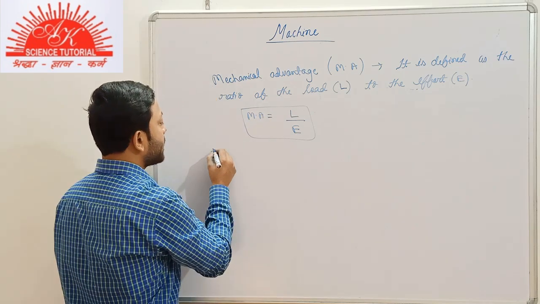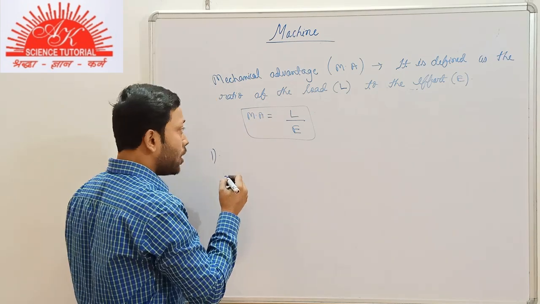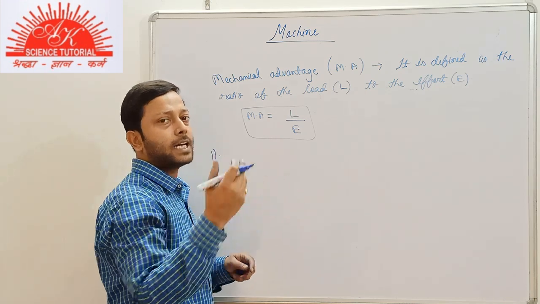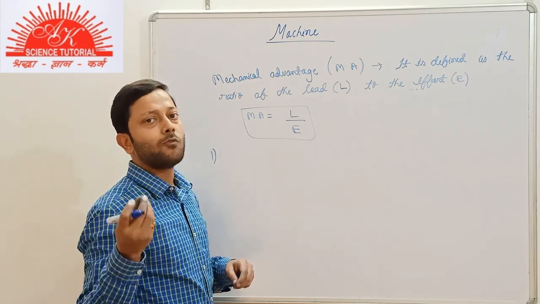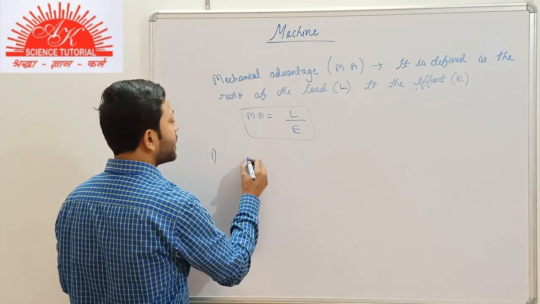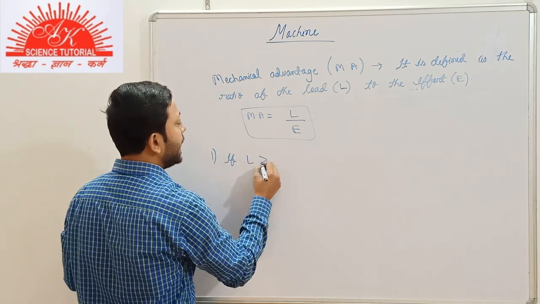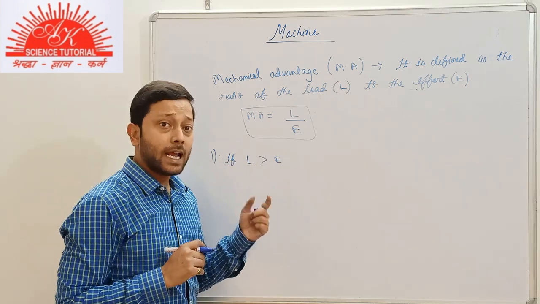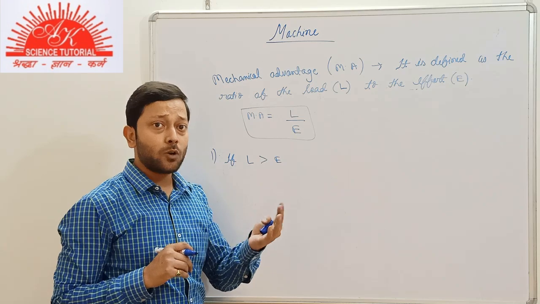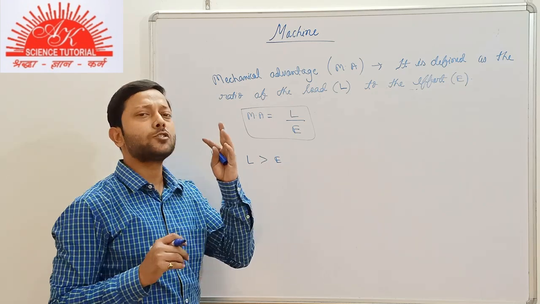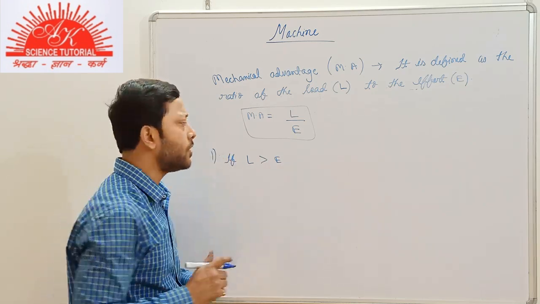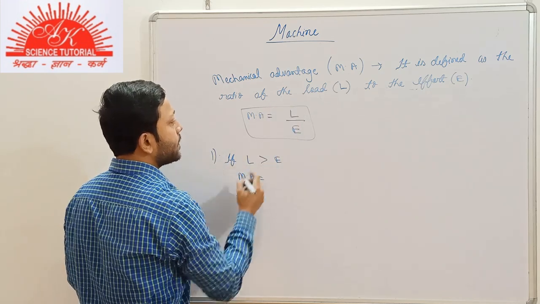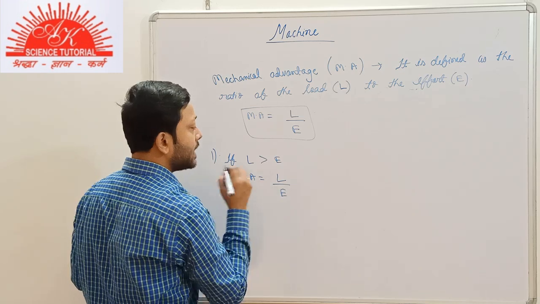So if we are talking about a force multiplier, it can be asked to you that the load is greater and the effort being applied is smaller. Then what kind of machine is it? If L is greater than E, it means that the load is greater and we can overcome the greater load by applying a smaller effort, a lesser effort. So in this case, what will be the MA? It is L by E.